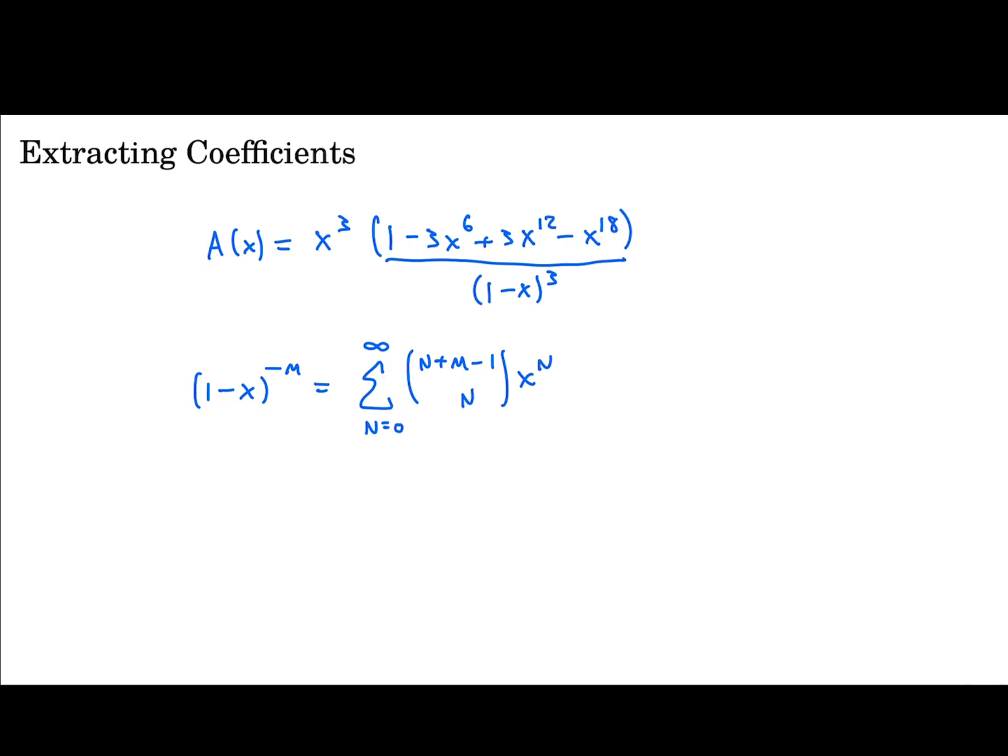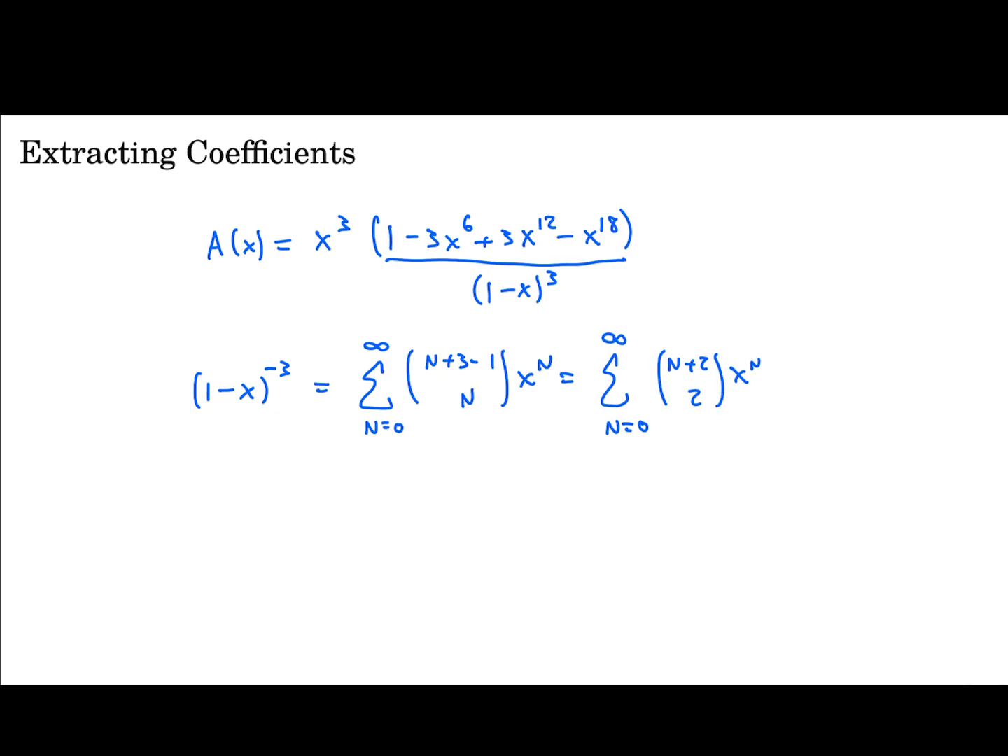So if m is equal to 3, so to the minus 3 here, so this will be n plus m minus 1, so this m here will be a 3 minus 1, x to the n, and so this is just going to be the summation of n equals 0 to infinity of n plus 2 choose 2, x to the n.